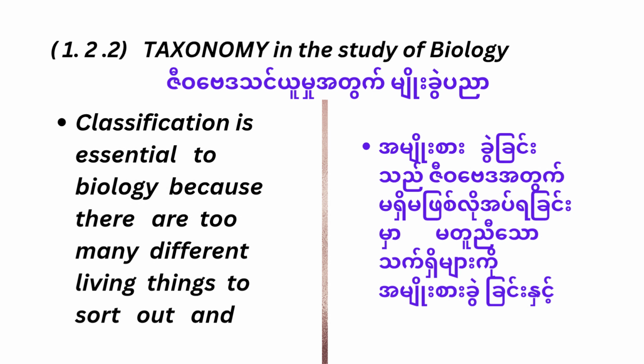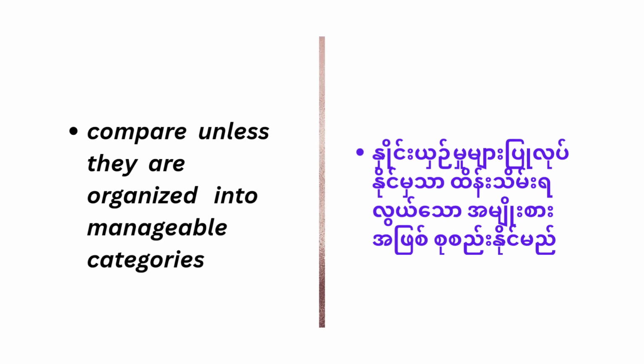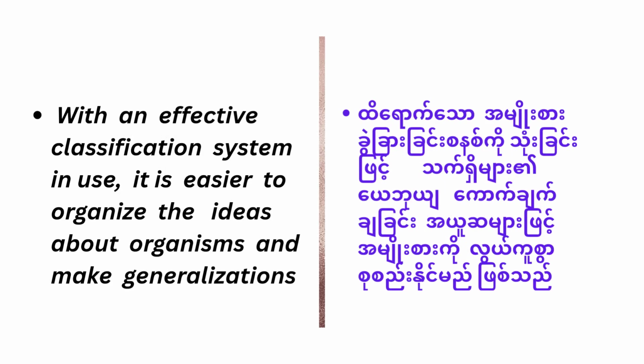1.2.2 Taxonomy in the study of biology. Classification is essential to biology because there are too many different living things to sort out and compare unless they are organized into manageable categories. With an effective classification system in use, it is easier to organize the ideas about organisms and make generalizations.